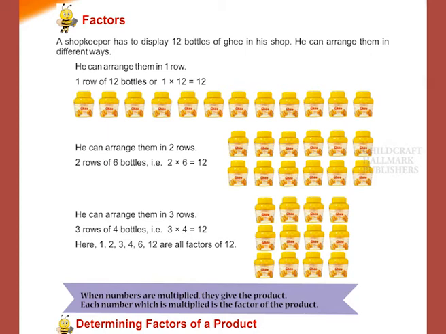He can arrange them in one row. One row of 12 bottles, or 1 into 12 is equal to 12. He can arrange them in two rows. Two rows of 6 bottles, that is, 2 into 6 is equal to 12. He can arrange them in 3 rows. 3 rows of 4 bottles, that is, 3 into 4 is equal to 12. Here, 1, 2, 3, 4, 6, 12 are all factors of 12.